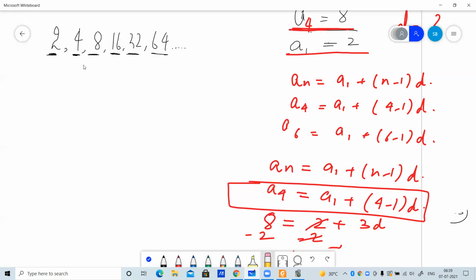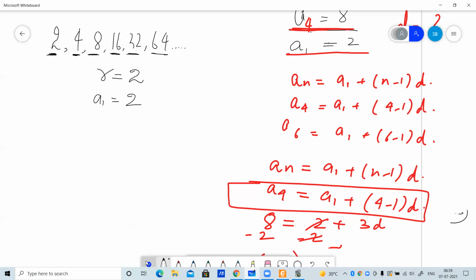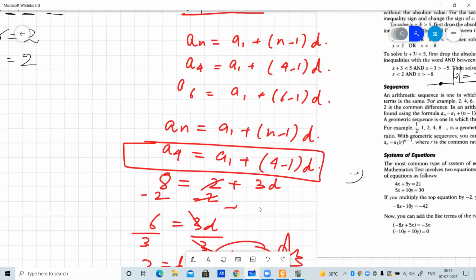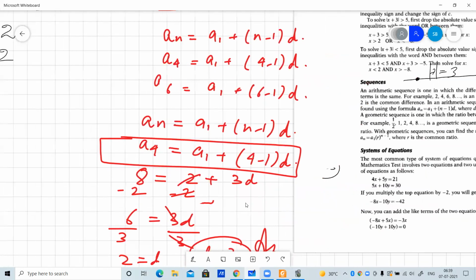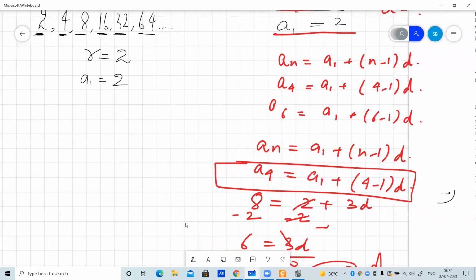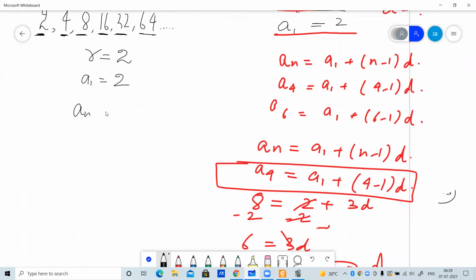So geometric sequence includes a common ratio, and the common ratio is called R. So you can write R is equal to 2. And again, you're having the first term A1 here as 2. And the formula for calculating the nth term is simple. An is equal to A1 times R raised to the power n minus 1. So this is the formula for calculating the nth term.